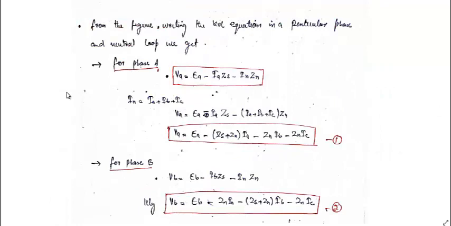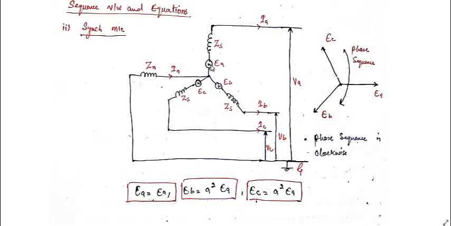Let us try first writing the equation of VA, that is terminal voltage in terms of internal voltage, phase current, this impedance, neutral current, and neutral impedance. You can see it from here. If we start from here and go from this point to this point and to this point, EA will be equal to this voltage drop plus this voltage plus this voltage drop.